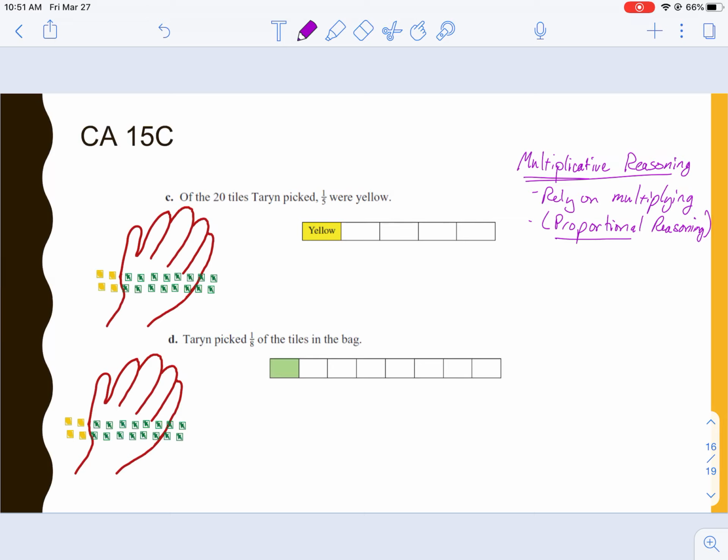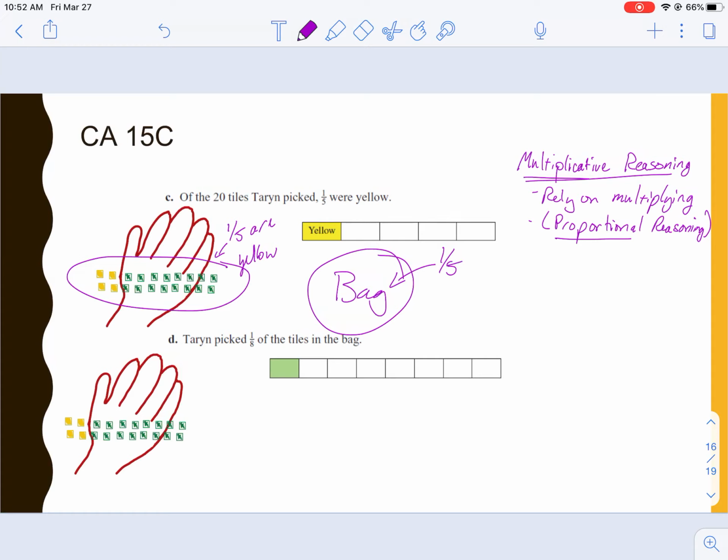Of the 20 tiles, Taran picked, 1/5 were yellow. So if we look at these, 1/5 of these are yellow. And that must mean that in the bag, if I had the bag here, that was really bad, I'm not going to try to draw it. If I had the whole bag, that must mean that 1/5 of the bag is yellow. And since I know 1/5 of 160, that means that 32 tiles must be yellow.